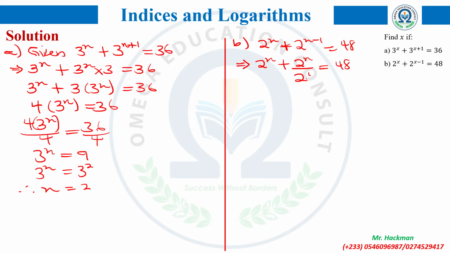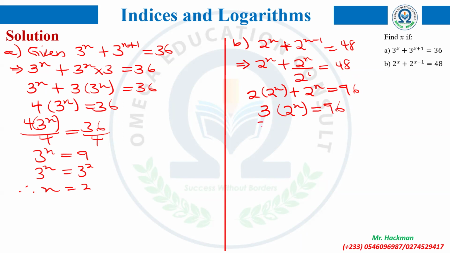Yes, please. So at this point, again, I can clear the fraction. That will give me 2 times 2 to the power x, plus, the 2 will cancel, so plus 2 to the power x, is equal to this 1 times 2, which will give me 96. So these two are like terms. 2 to the power x plus 2 to the power x will give us 3 times 2 to the power x. Am I right? And that is equal to 96.